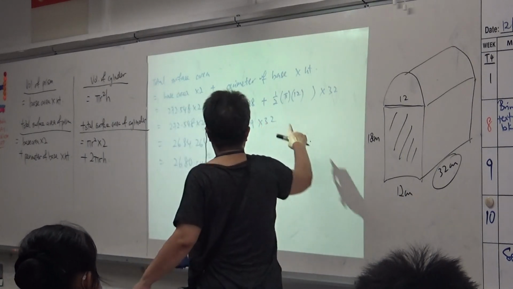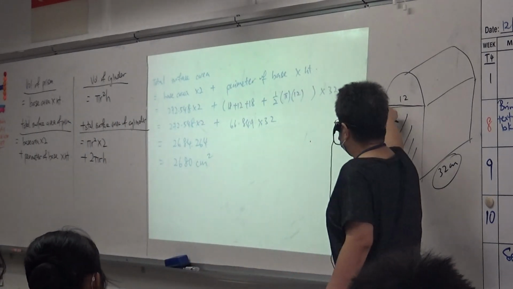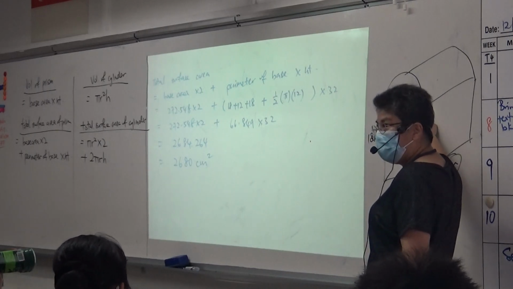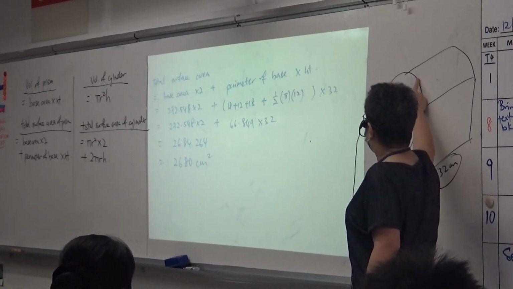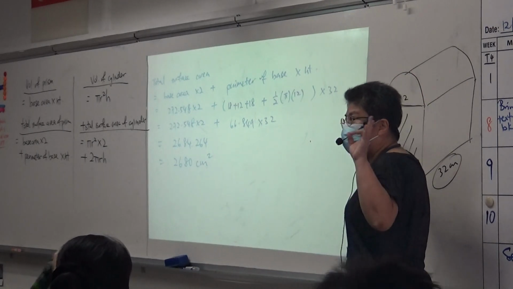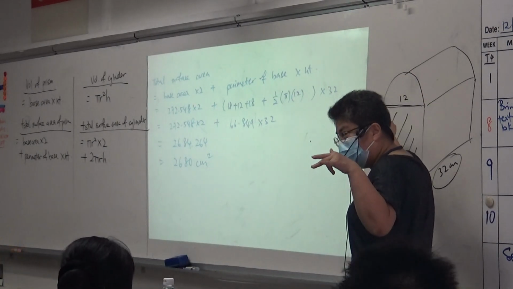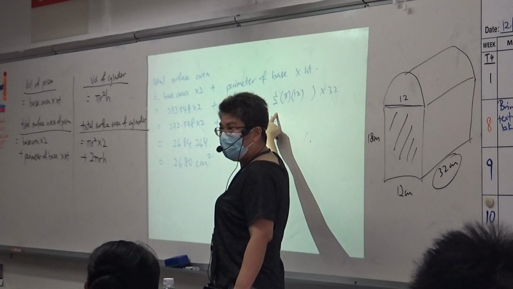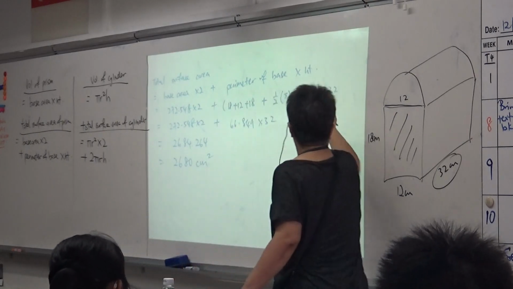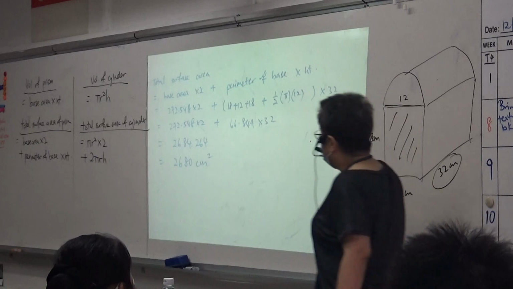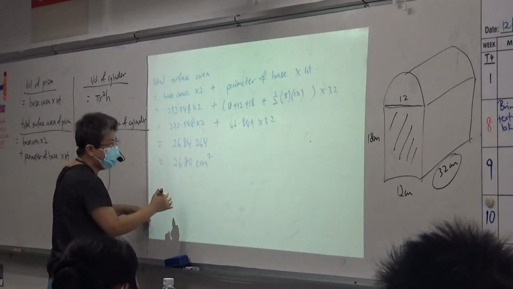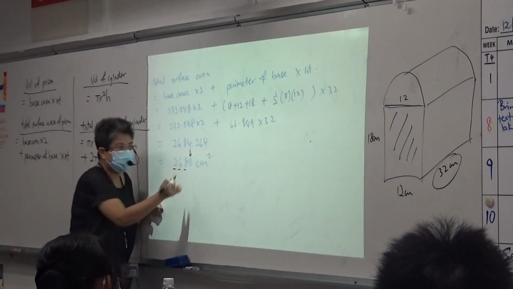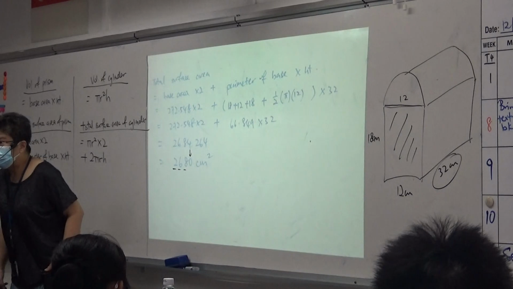Now, perimeter of base. How do I get perimeter of base? 18 plus 18. Correct. Now, circumference of a circle is actually 2 pi r or pi d. So I can put pi d, right? But I must half it, right? Semicircle. Then I wrap it in and then I times 32, right? Correct. Then I get this answer. And finally, I change it to 3 significant figures. 1, 2, 3. That means I'm going to add a 0. Can you see what I'm talking about?